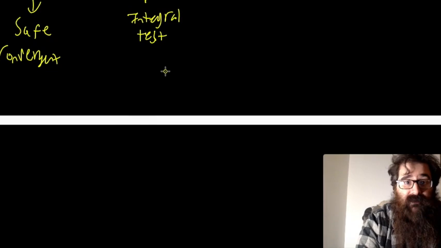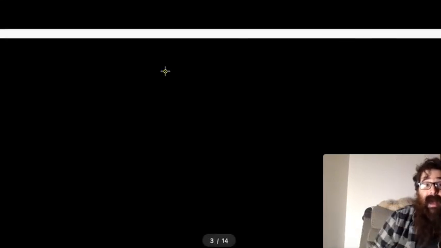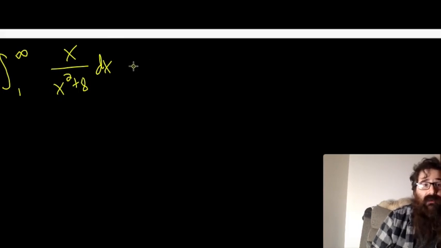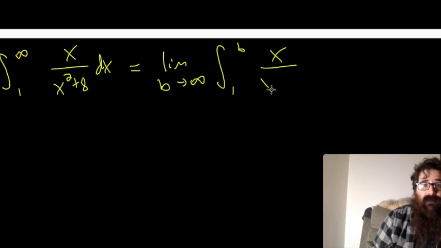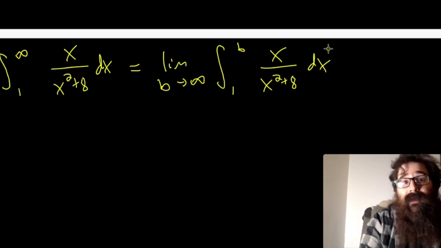I want to do integral tests now. So we'll say, let's take a look at the integral from 1 to infinity of x divided by x squared plus 8 dx. And right away, we don't like improper integrals to stay improper. We want them to be limits as proper integrals. So we say limit as b goes to infinity, the integral from 1 to b of x over x squared plus 8 dx.